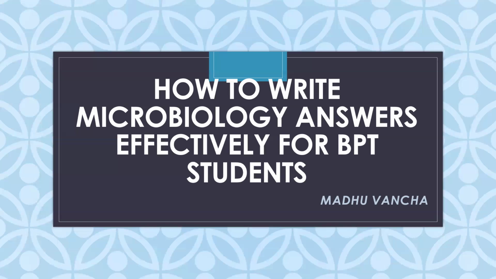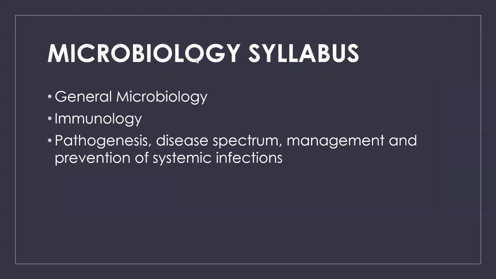Here I know that your syllabus is very vast, but your exam is only for 40 marks. So I will teach you some techniques on how to prepare microbiology to get good marks. If you analyse your syllabus, you'll have three sections in microbiology. One is general microbiology, another is immunology, and the third one is pathogenesis, disease spectrum, management, and prevention of systemic infections. So here, you'll read systemic infections.